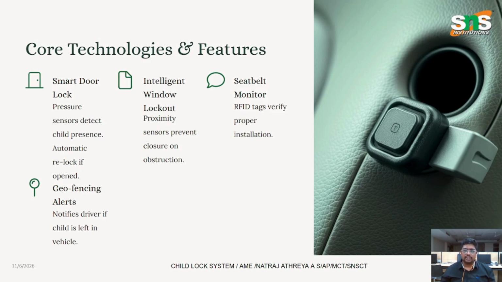So what are the core technologies and features? The first is the smart door lock. Pressure sensors detect the child's presence and automatically relock if it is opened. Then comes intelligent window lockout. Proximity sensors prevent closure on an obstruction. Then the seatbelt monitor. RFID tags verify proper installation of the seatbelt on the child seat, or around the child if the child is older than a toddler. Then geofencing alerts, which notify the driver if a child is left in the vehicle.